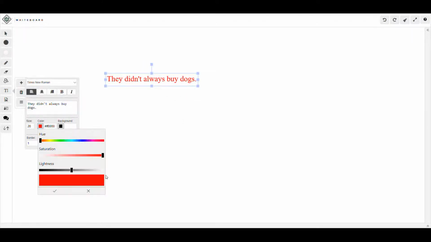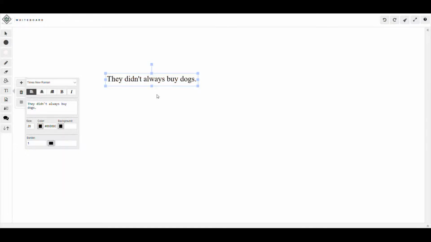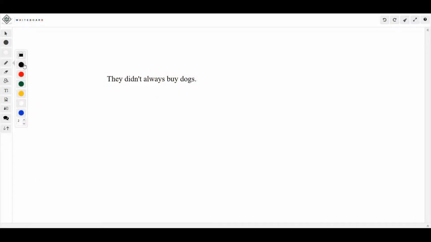Okie dokie. I don't know why I have this habit of making that turn black always. I don't know. I just do. It's just one of those things.